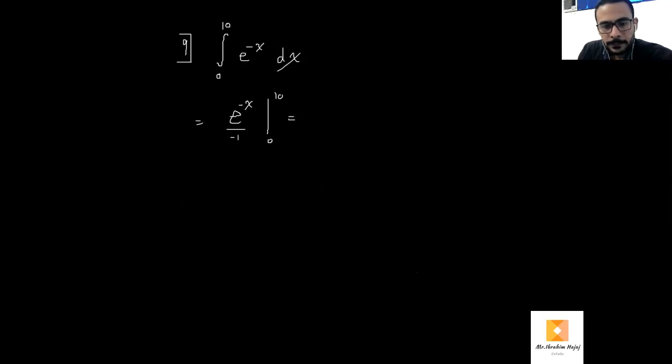So it equals negative e to the power of -10 minus e to the power of 0. Take care, negative of negative is positive. So negative e to the power of -10 plus e to the power of 0, which comes out to -0.00004, and then -2.